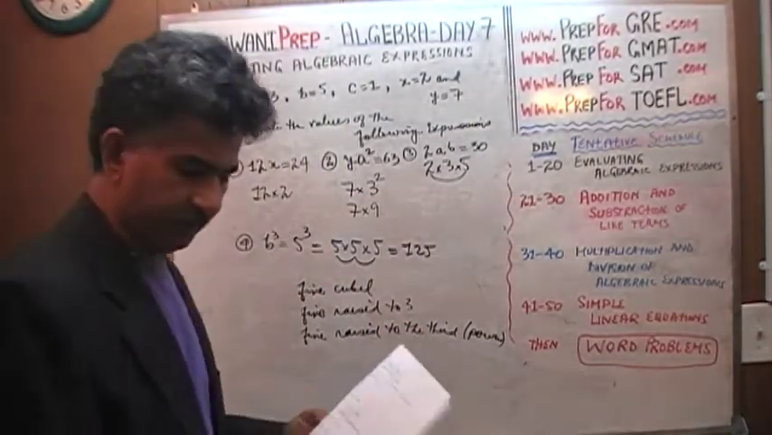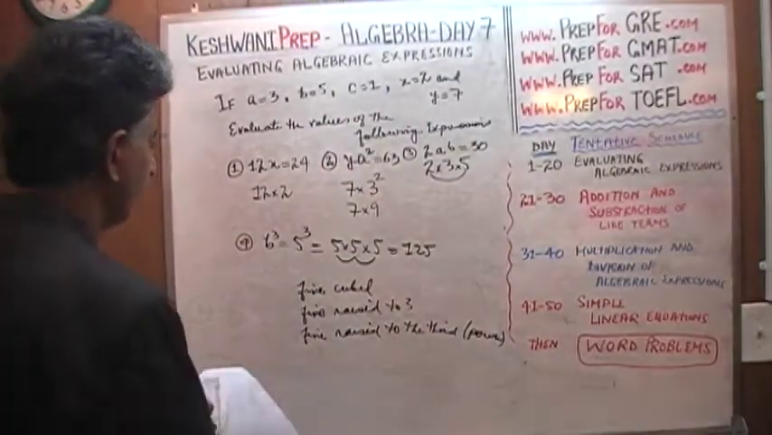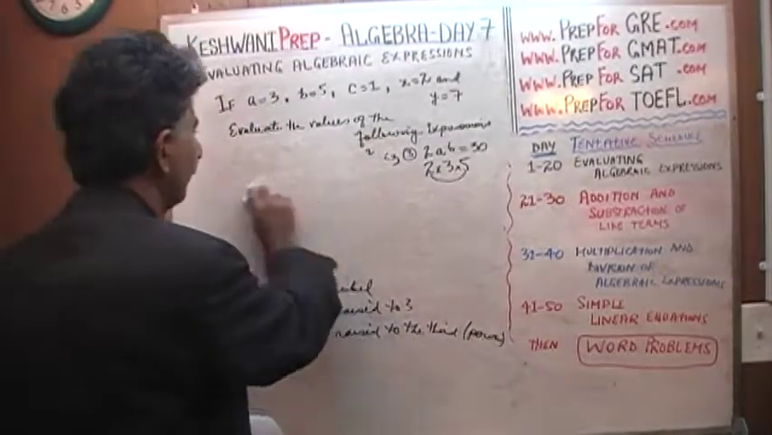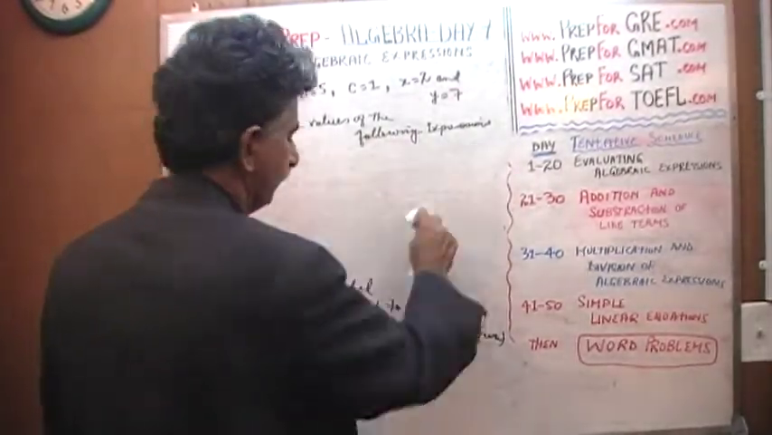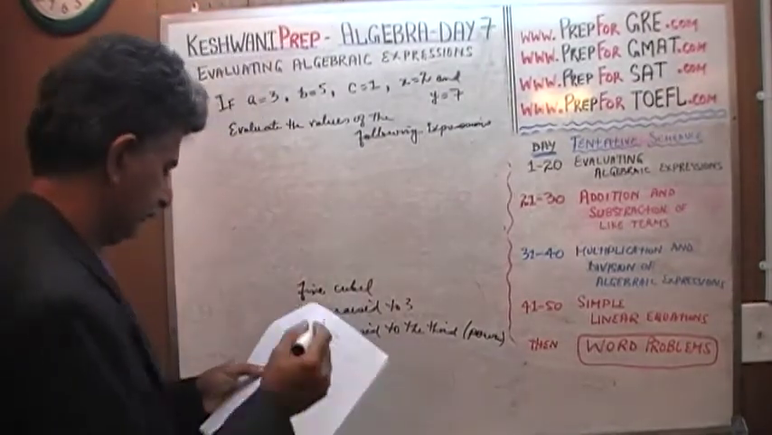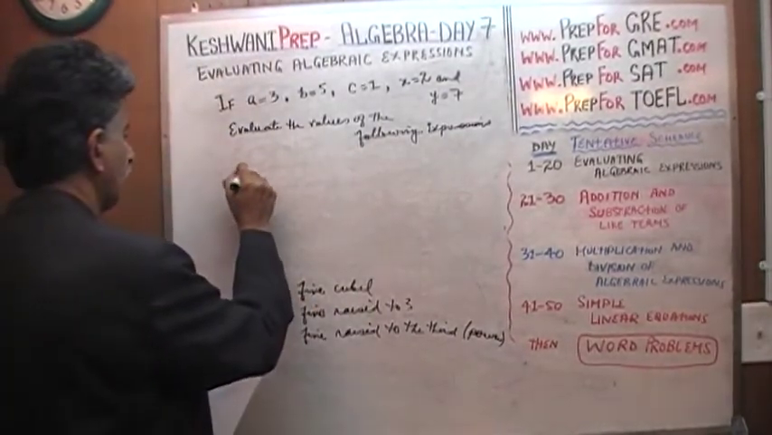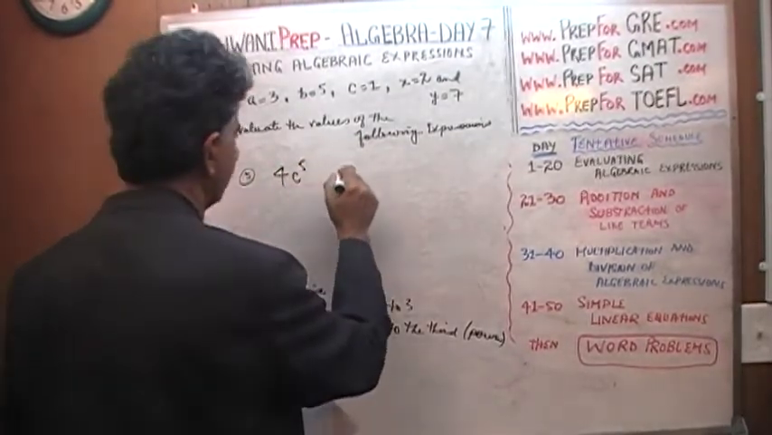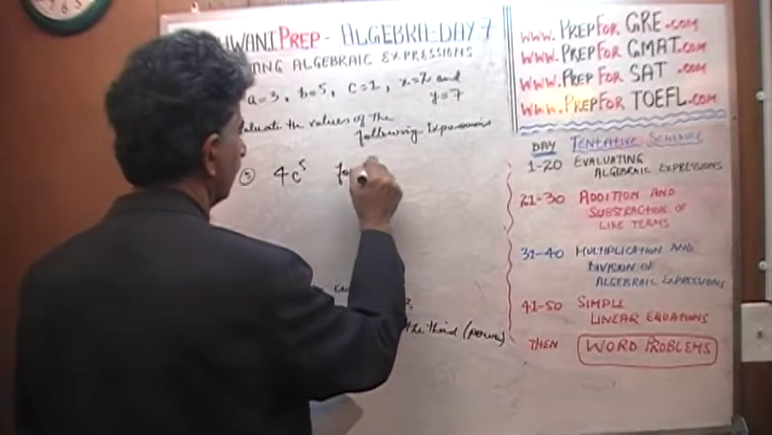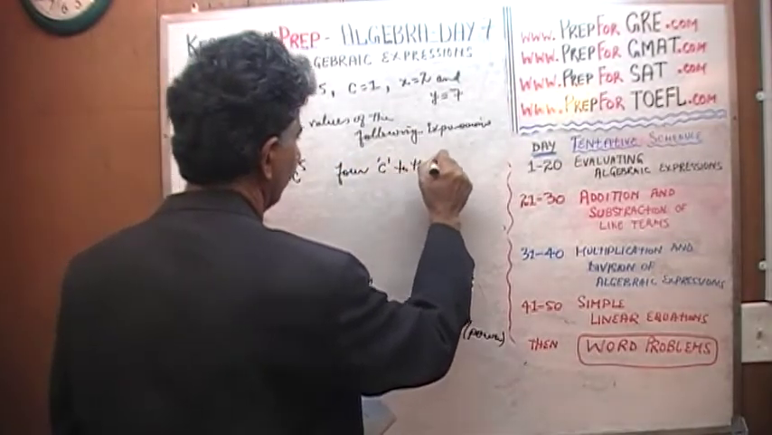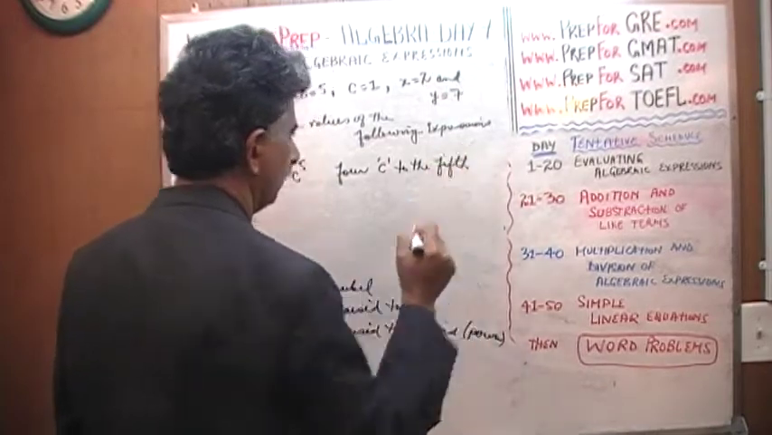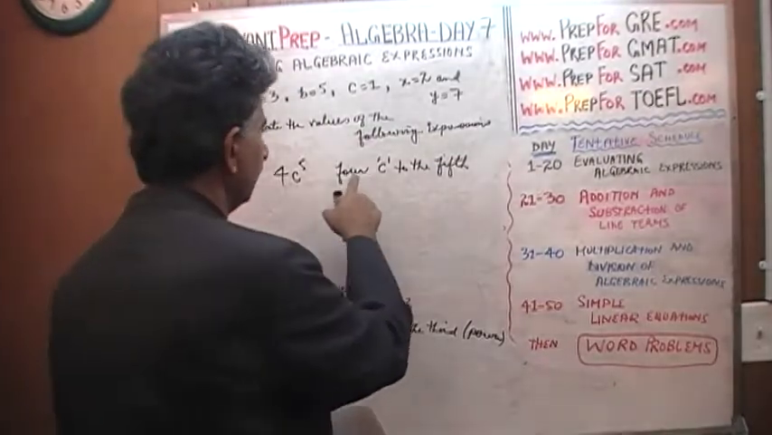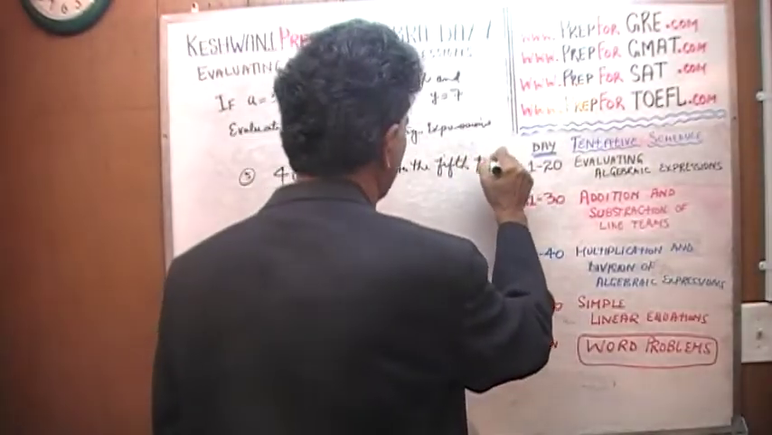Let's move on then. Number 5, I need the room, so we need to erase all of this. What was number 5? 4c to the 5th. This is how a lot of people read it, but of course in reality what they mean to say is c to the 5th power.